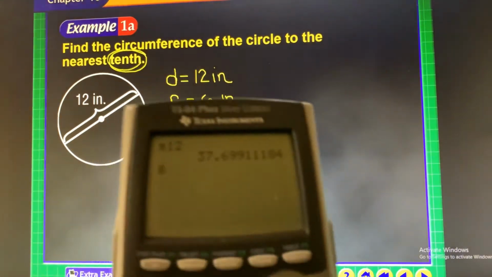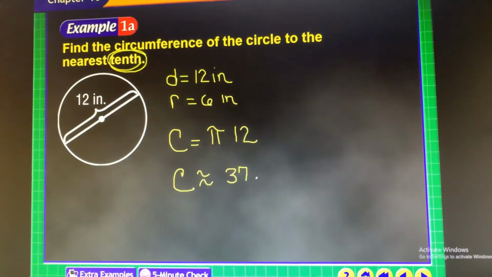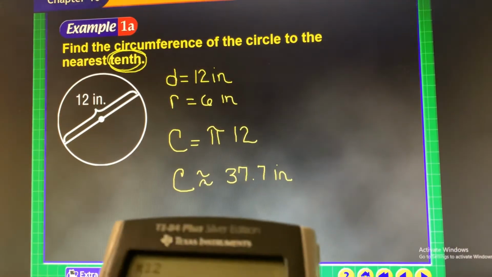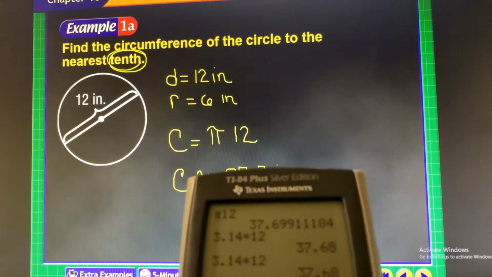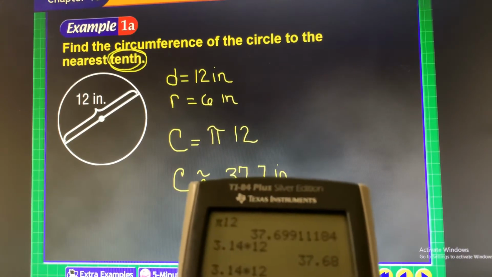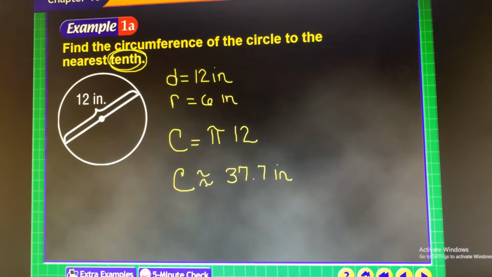So if you look at what I have, 37 and 7/10 inches, not squared, it's circumference. Your book, 3.14 times 12, 37, and again, 7/10 of an inch. So you get the same thing, just slightly rounded more. So that was easy.